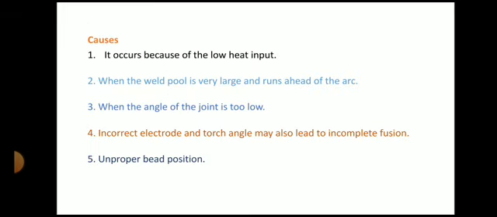It occurs because of low heat input. That is the first cause. What is heat input? If you multiply current into voltage divided by welding speed, that will give your heat input. Then when the weld pool is very large and runs ahead of the arc. Then when the angle of the joint is too low, then incorrect electrode and torch angle, and then improper bead position. So these are the possible causes.